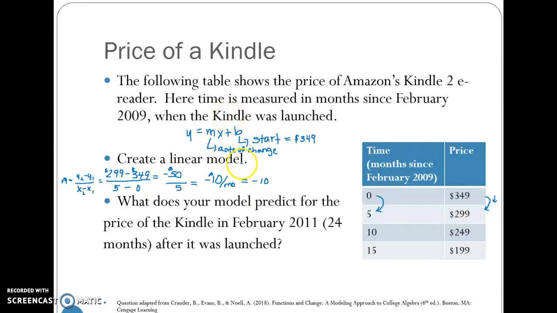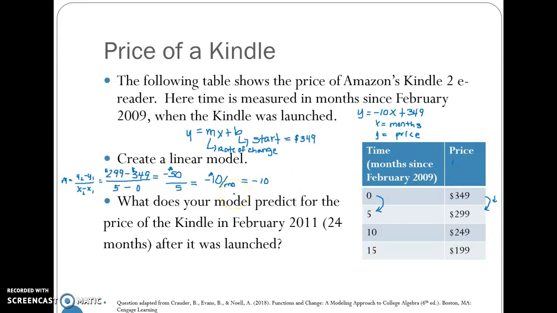So now I'm going to pull all these pieces together and write my model. So my model is y equals negative 10x plus the initial price of $349. In this, x came from this first column, is my months. And specifically, you can see that it's months since February 2009. And my y is equal to the second column, which we can see is price. That's what my formula is calculating.